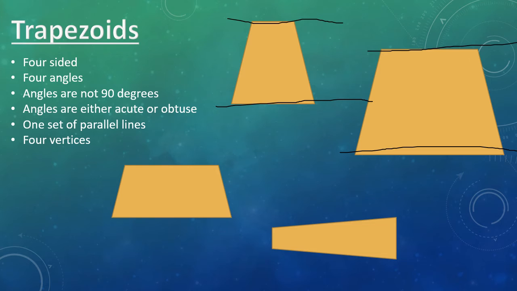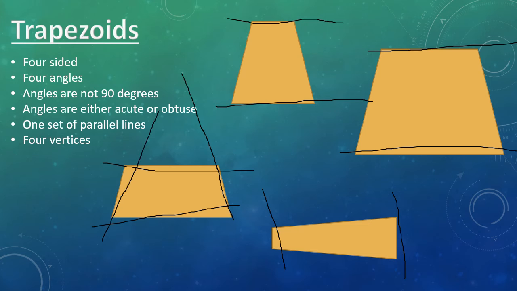So trapezoids are not parallelograms because they don't have 2 pairs of parallel lines. They only have 1 pair or 1 set. Because if I did try to extend the sides of this trapezoid, they would eventually meet. Therefore, trapezoids only have 1 set of parallel lines and they are not considered parallelograms.